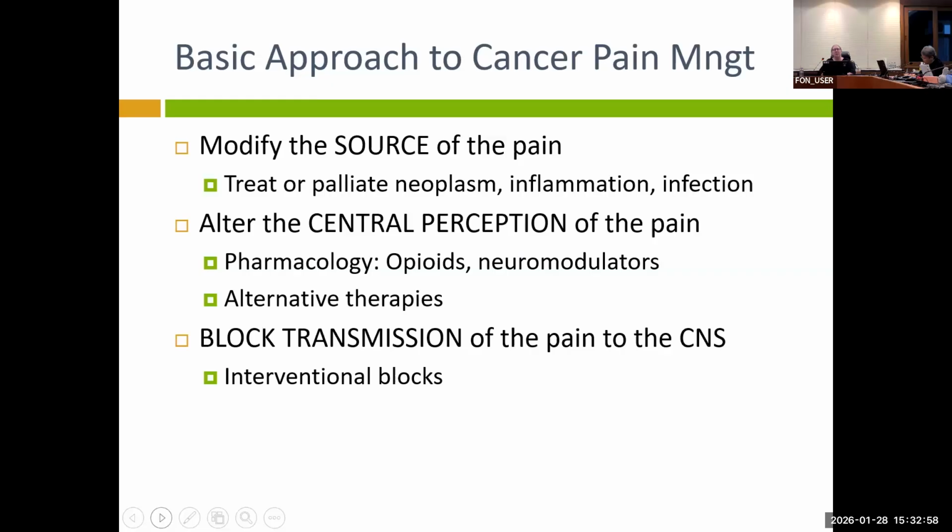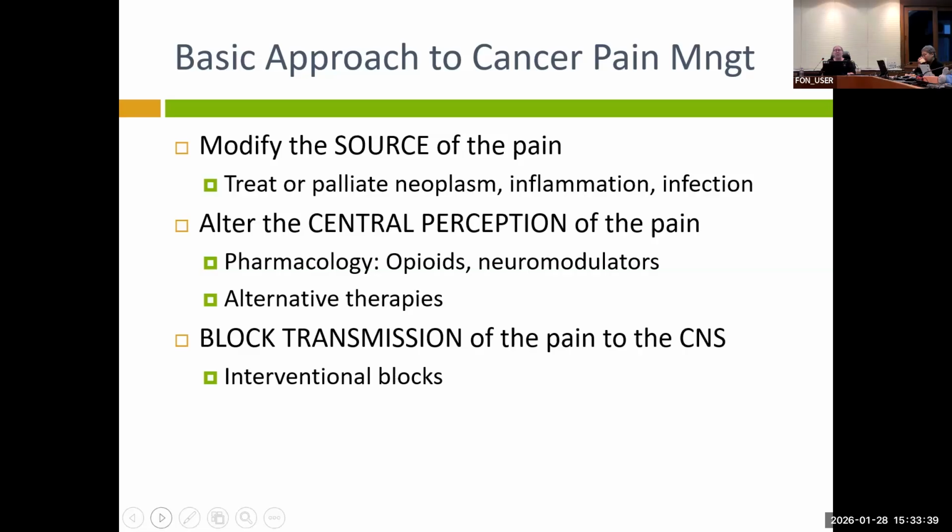So our basic approach to cancer pain management is, number one, modify the source of the pain. So if they have a very big cancer mass, we want to treat that cancer mass because we want to modify the source of the pain because it might be pressing on something. If it's inflammation, we want to reduce the inflammation. If it's infection, we want to treat the infection. So again, we want to treat the source of the pain.